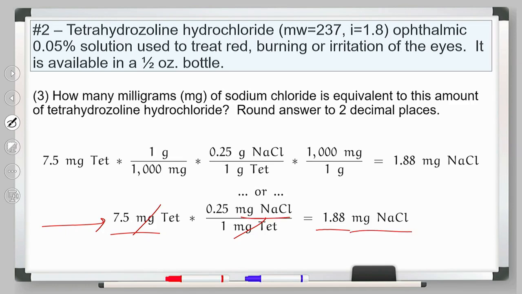Now, here's what's important. Did I just say that there are 1.88 milligrams of sodium chloride in tetrahydrolysine? No. This is how much sodium chloride the tetrahydrolysine mimics. That is, if I put 7.5 milligrams of tetrahydrolysine in water, it produces the same osmotic force as if I had 1.88 milligrams of sodium chloride. Is that clear? We're showing how much sodium chloride is mimicked by that amount of tetrahydrolysine.